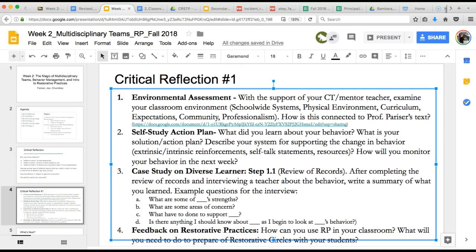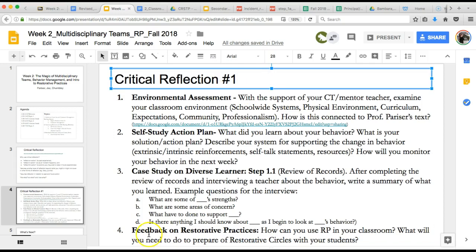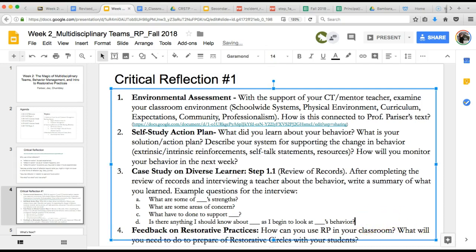And then for the case study, you're going to turn in by next week step 1.1, which is the review of records. And then let me just take this blue mark off. And then you'll also be working on steps 1.2 and 1.3, which I'll go over in just a moment. But one of the things it asks you to do in 1.1 is actually interview somebody about the student. And here are 4 questions that you can use, although you're not required to use them. I'm not sure why there's this extra parenthesis.